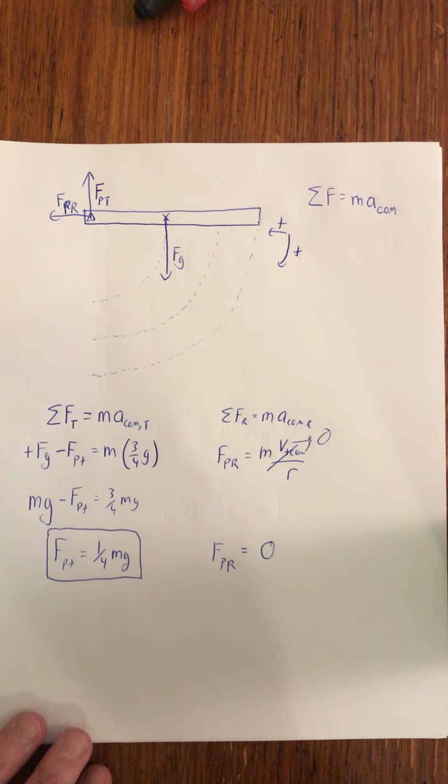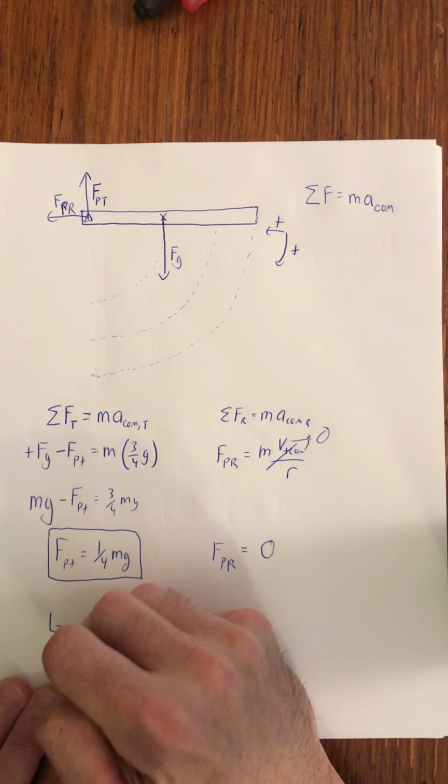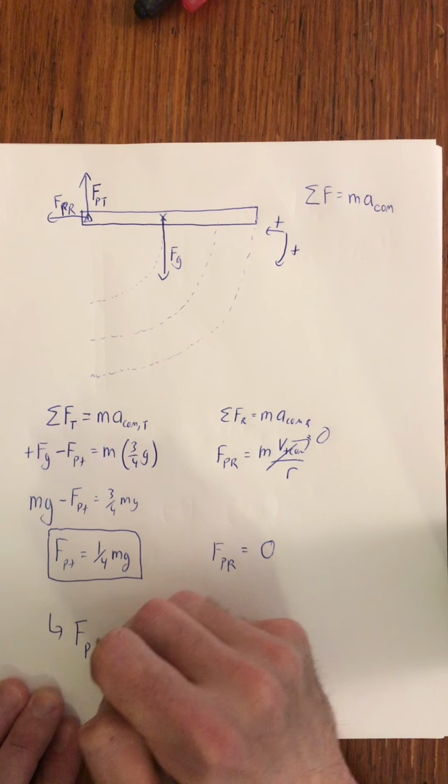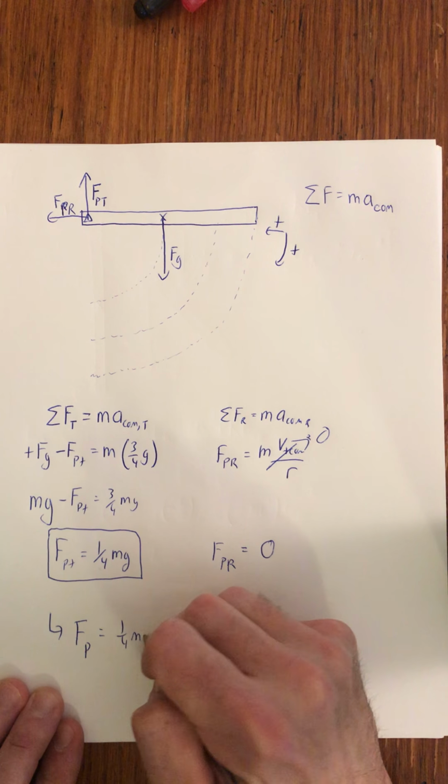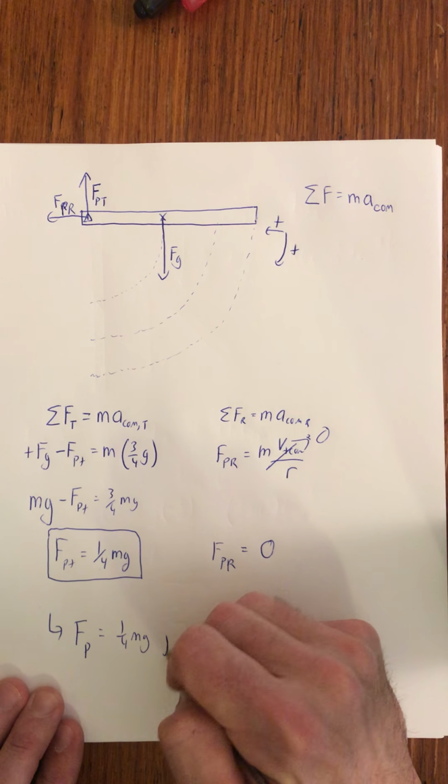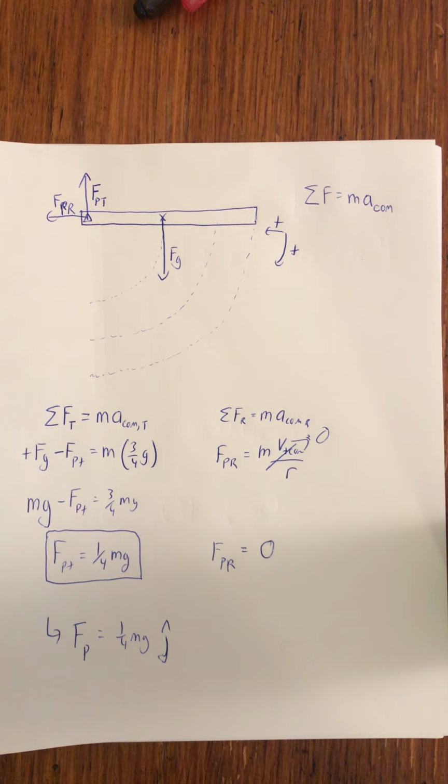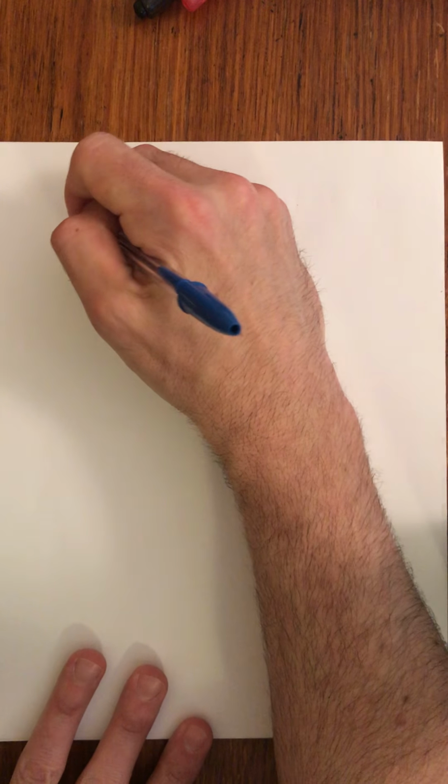So if I want to translate this into x and y, I can say the force of the pivot here is 1/4 mg j hat, right? Because it's upwards. And there is no i hat, because the i hat here would be the r. So that's how we do this. So let's look at a couple other points and see how this goes, right?